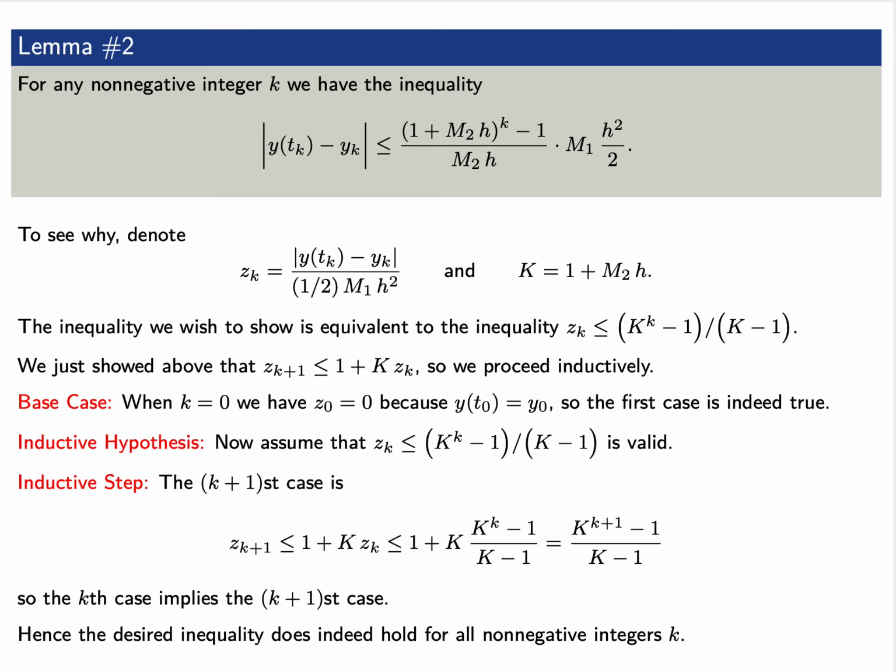But now using the inductive hypothesis, z sub k is less than or equal to capital K raised to the lowercase k minus 1 divided by capital K minus 1. Using some algebra, we now find that z sub k plus 1 is less than or equal to capital K to the lowercase k plus 1 minus 1 divided by capital K minus 1. So the kth case implies the k plus first case, meaning that we have indeed proved the inequality in lemma number 2 by induction.